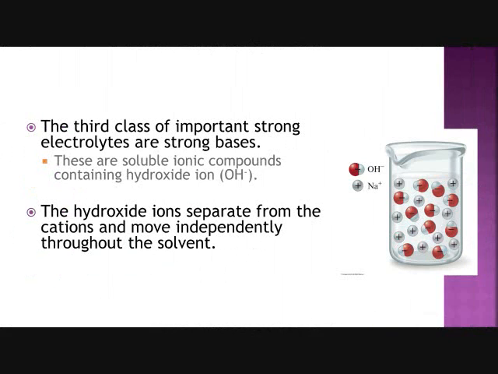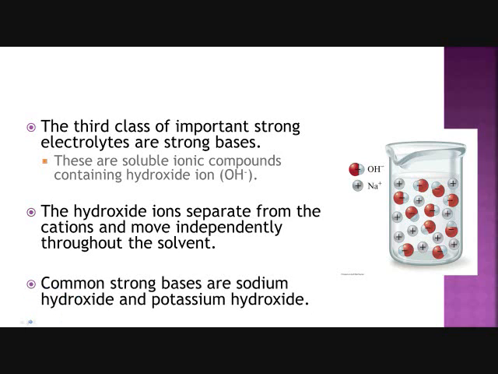The third class of important strong electrolytes are strong bases. These are soluble ionic compounds that contain the hydroxide ion. So common strong bases are sodium hydroxide and potassium hydroxide. Most common, I would say, is sodium hydroxide. We use that the most. But the hydroxide will separate from the cation and move independently throughout the solvent. And what it does is it grabs onto those protons from the water, and it makes the pH go higher.